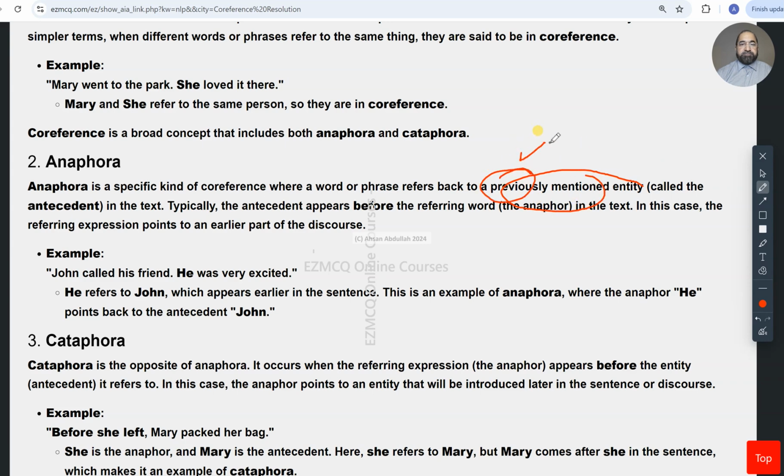Previous is the keyword. John called his friend. Here John refers to John. Here he refers to John, which appears earlier in the sentence. So we have this part of the sentence, and we have this part of the sentence. So it is referred back over here. That is why it is called anaphora. Okay, let me clean it.